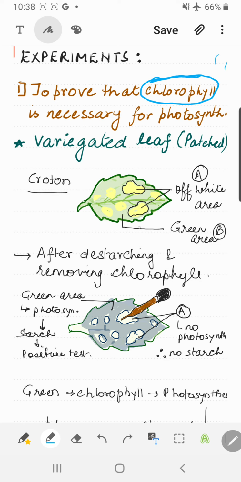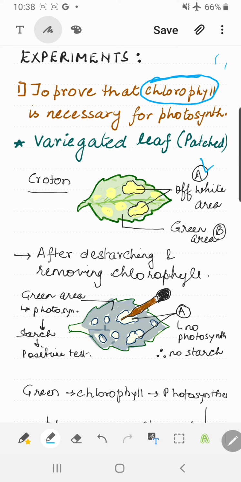You can see the diagram here having yellow patches over green leaf, right? Croton is just an example of a plant that has variegated leaves. Okay, just see the marks that I have put here. Two of the marks I have just highlighted. I could have highlighted all those yellow patches, but I have taken only two into consideration.